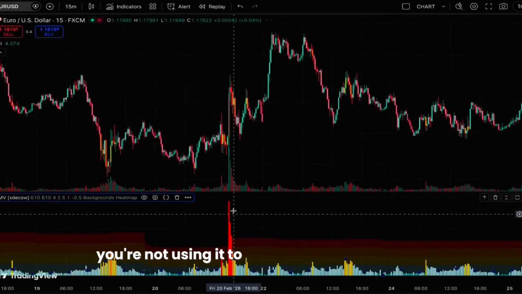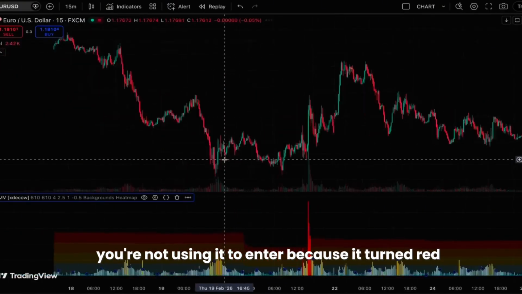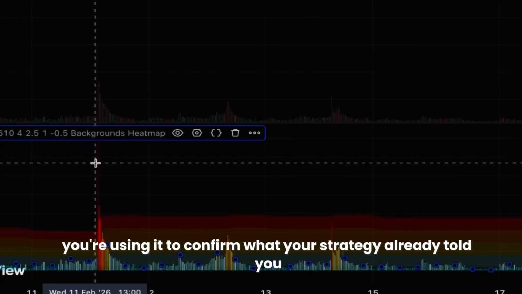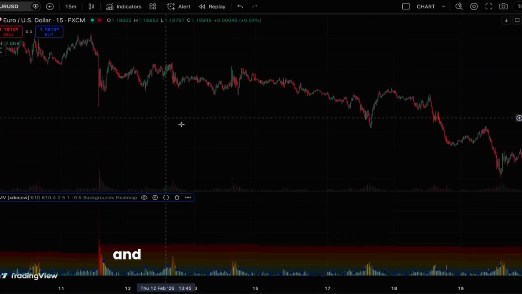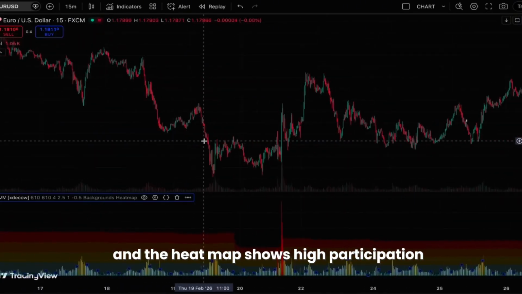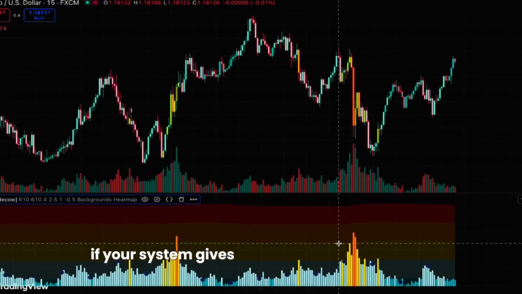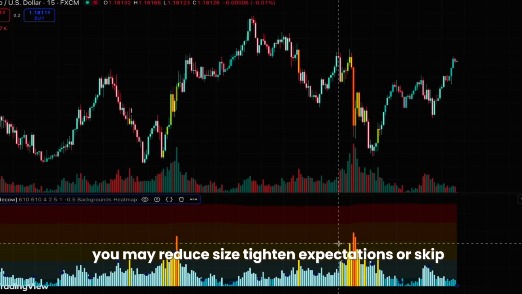You're not using it to enter because it turned red. You're using it to confirm what your strategy already told you. If your system gives a buy signal and the heat map shows high participation, you can treat that setup as higher quality. If your system gives a signal but volume is muted, you may reduce size, tighten expectations, or skip.